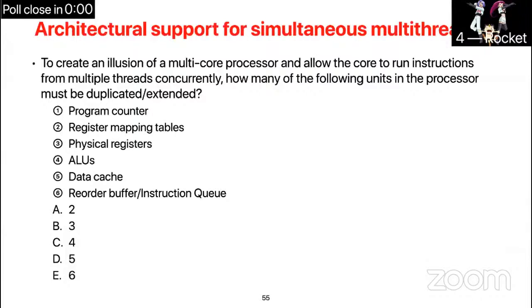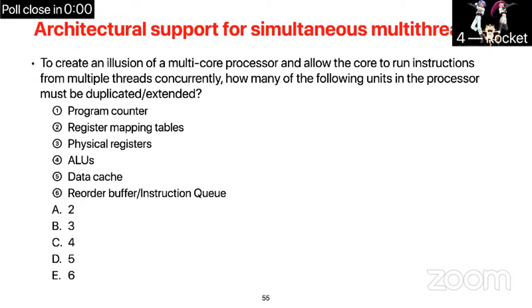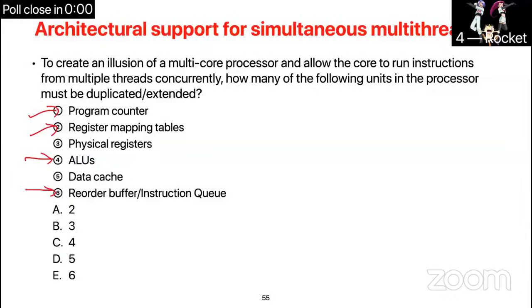So we need a separate program counter because we need to keep progress of different processes, different threads. We need different register mapping tables because we want to know, for each instruction in each program, where their architectural registers are mapped to. However, you can still share the physical registers. You can share the LU, and sharing the LU is actually the whole purpose of simultaneous multi-threading, right?